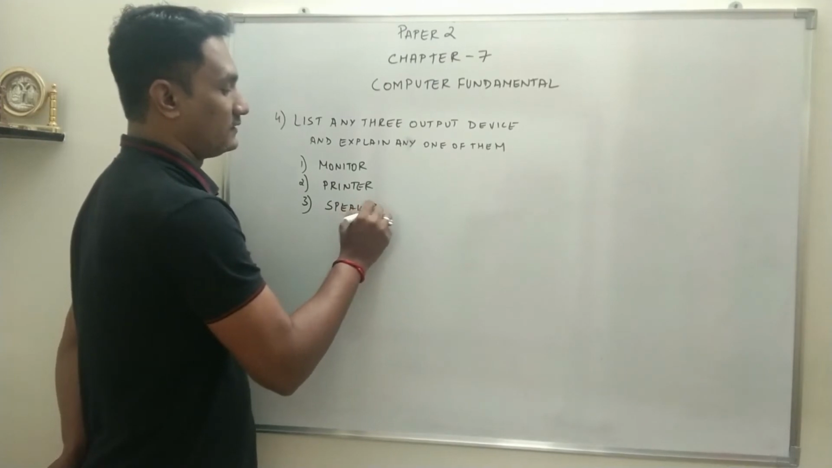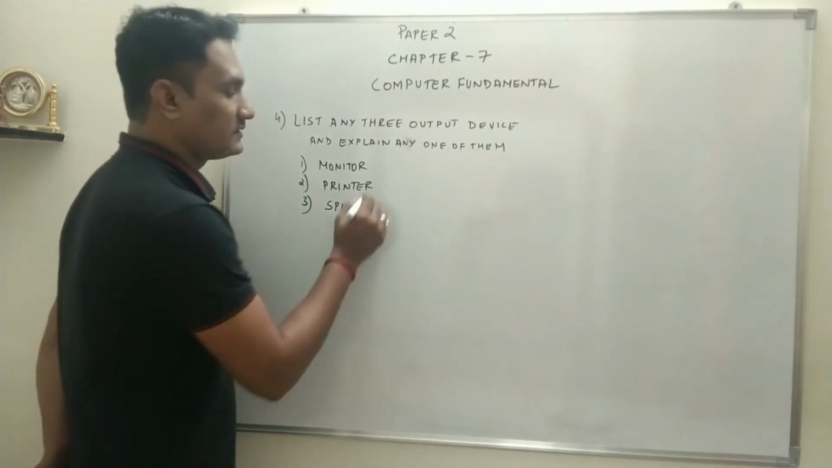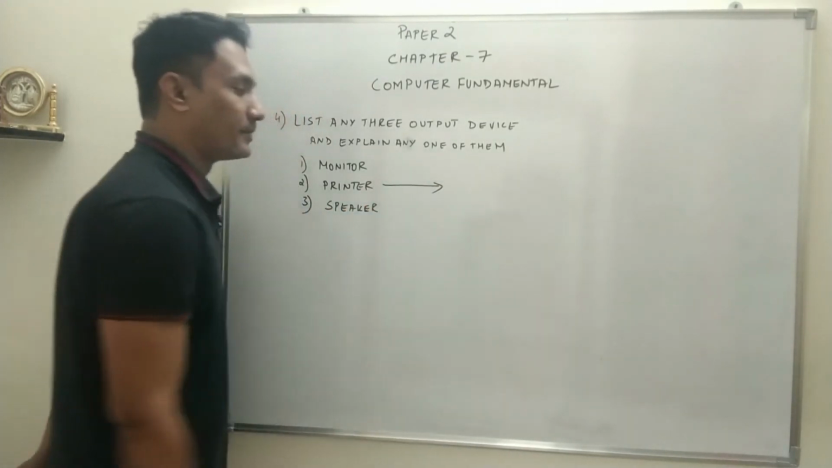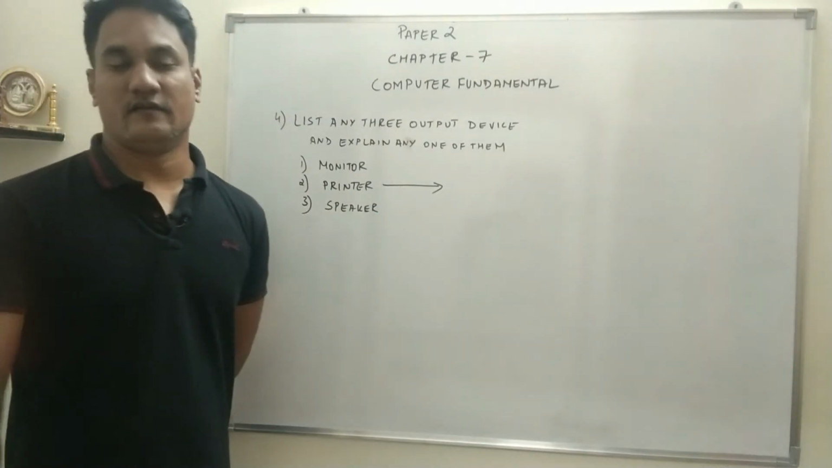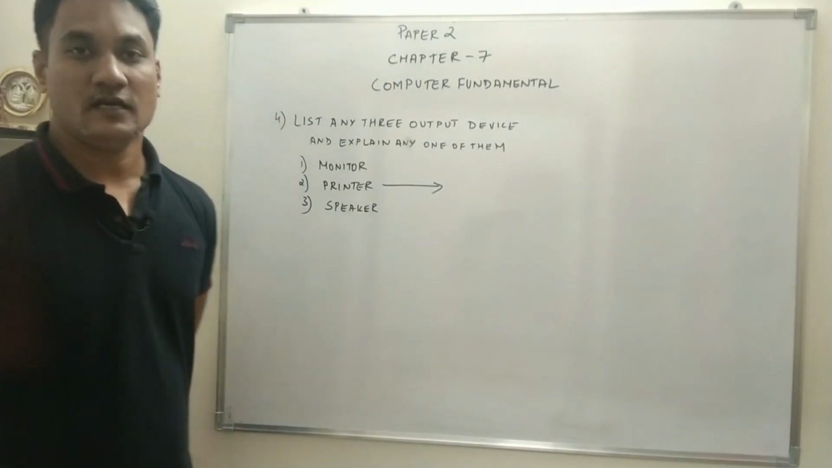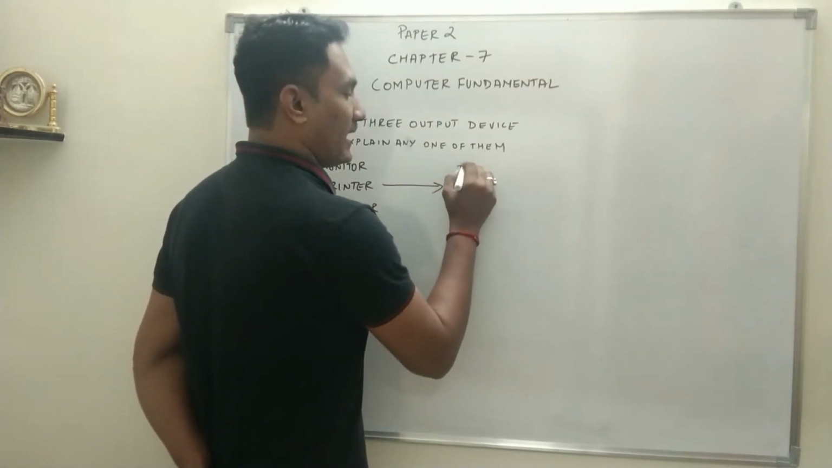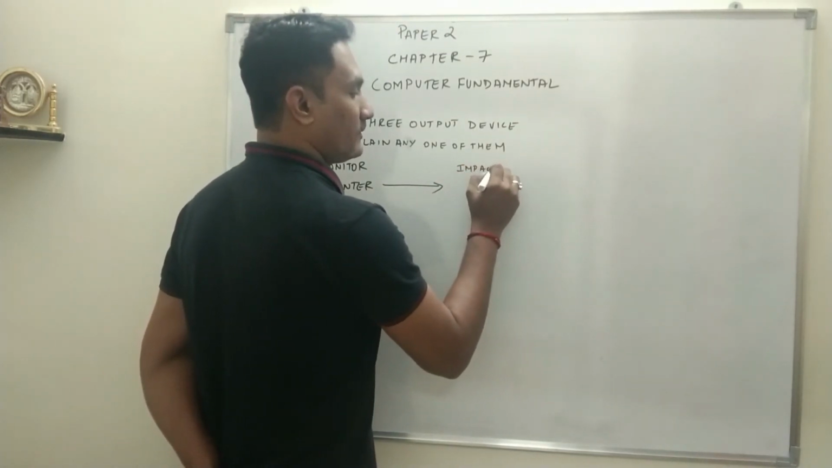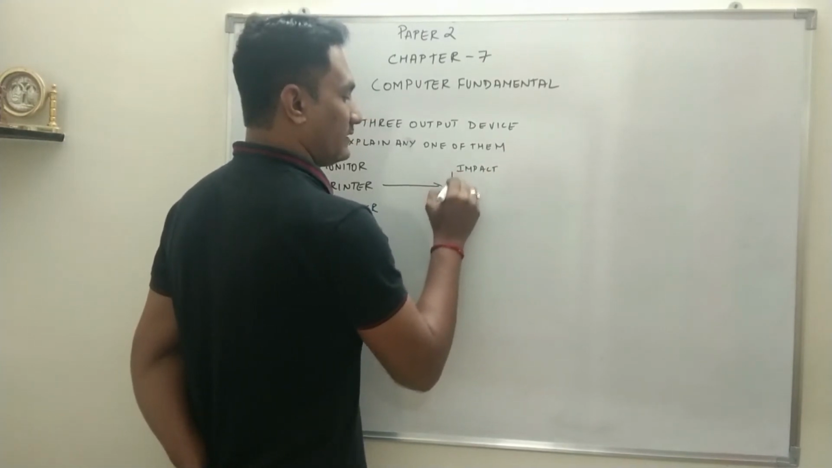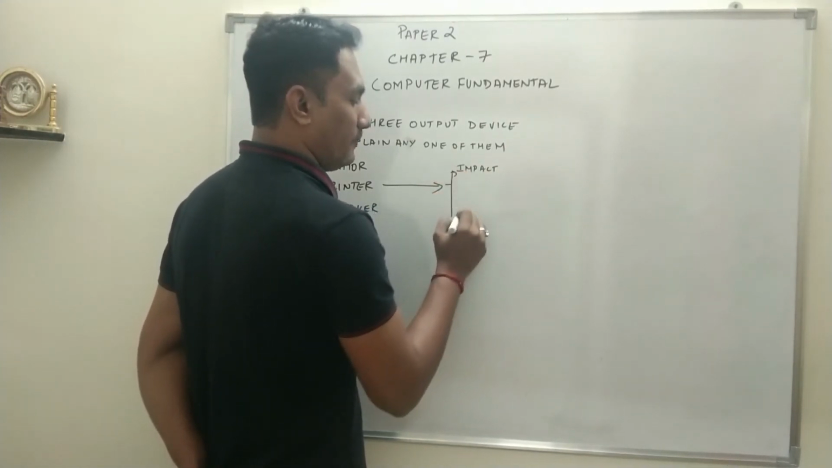These are the 3 output devices. Out of this you will explain printer. It is readily available in the book, all the information, you just have to go through it. Printers are of 2 types: impact and non-impact printer.